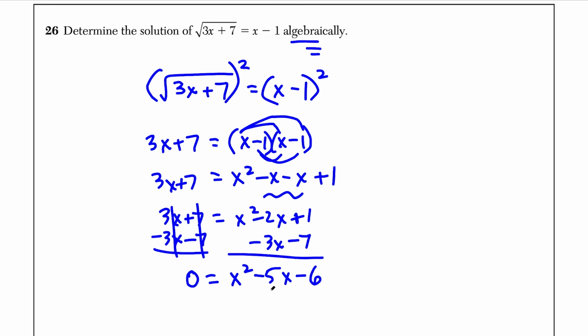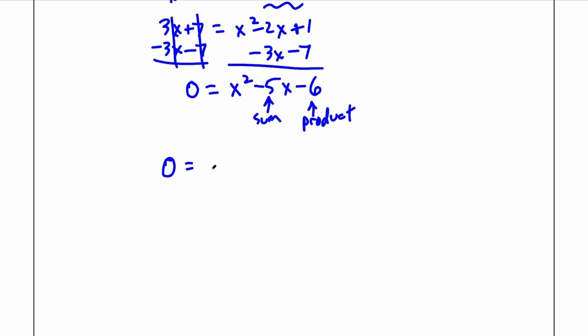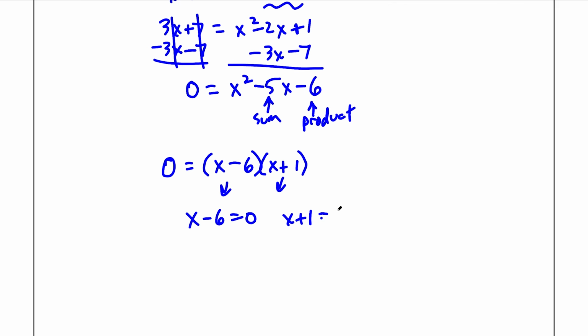So now we have to think here, what are two numbers that have a sum of negative 5, and the numbers also have to have a product of negative 6. So if we think about it carefully here, the two numbers that work, we're going to have x minus 6 and x plus 1. And I know these numbers are good because negative 6 plus 1 is negative 5. And if we multiply negative 6 and 1, we get negative 6. So now we find the roots here. So we're going to set x minus 6 equal to 0, and we're going to set x plus 1 equal to 0. And if we solve this equation, we get x equals 6. And if we solve this equation, we have x equals negative 1. So we have two solutions.